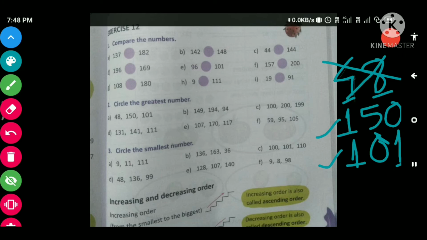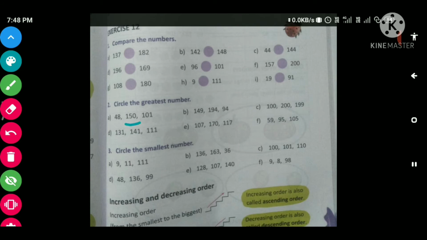Now see these two. Out of these two, one will be the greatest number. So how can we compare? We'll see the highest place value. The hundreds place has the same number, so we'll see the tens place value. One has 5 and the other has 0. So 5 is greater than 0, so this number will be the greater one. Right? So we'll circle this one. Like this only you have to do.